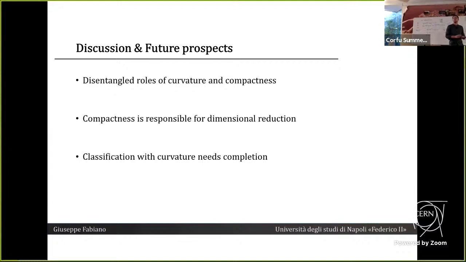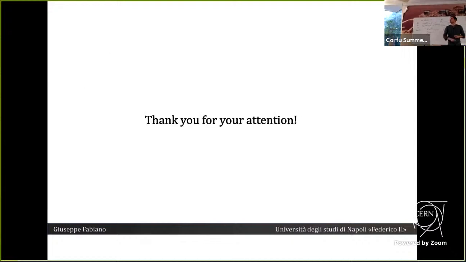So basically, what I just wanted to show here is that we wanted to try to understand better the definition of spectral dimension by disentangling the role of curvature and compactness. As we have seen, compactness is responsible for dimensional reduction, while the role of curvature actually is still not clear, because I have shown you an example with negative curvature in which the effective dimensionality goes to infinity, but the classification still needs to be completed, for example, with the non-compact space with positive curvature. That would complete the classification. So thank you for your attention.